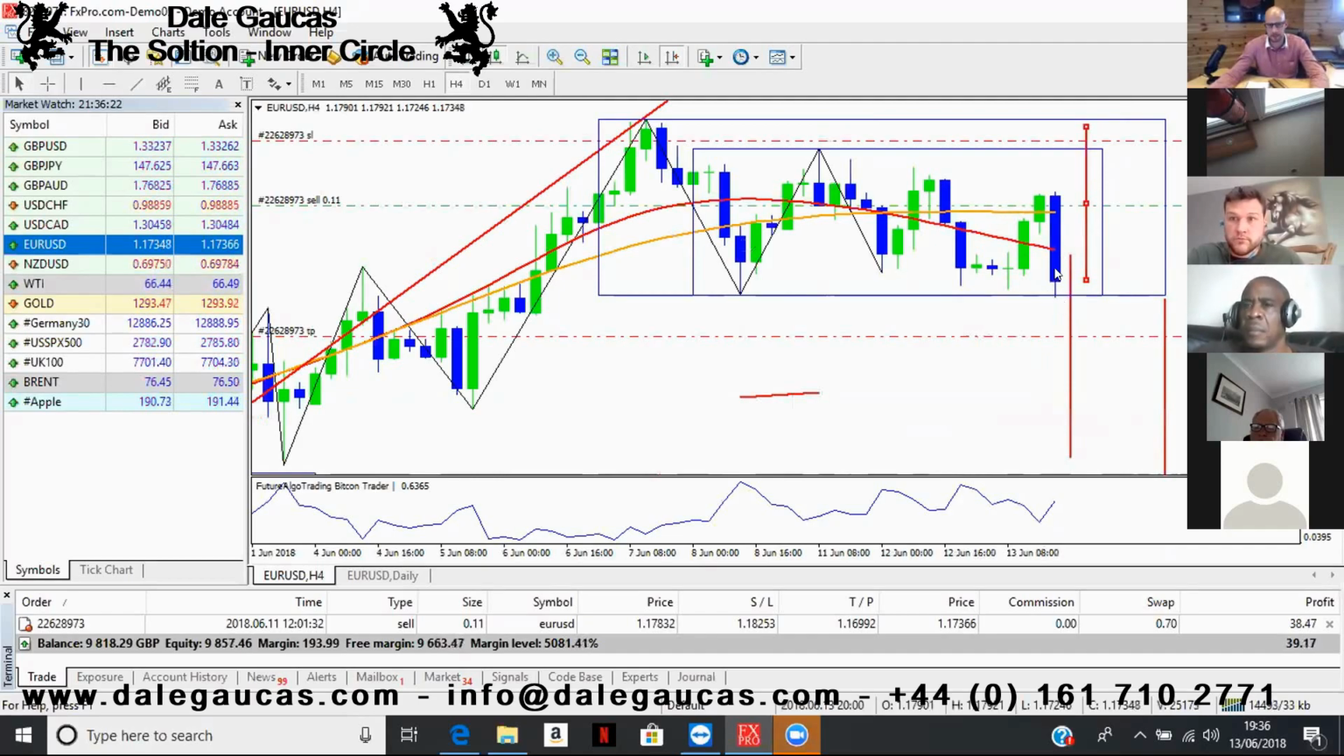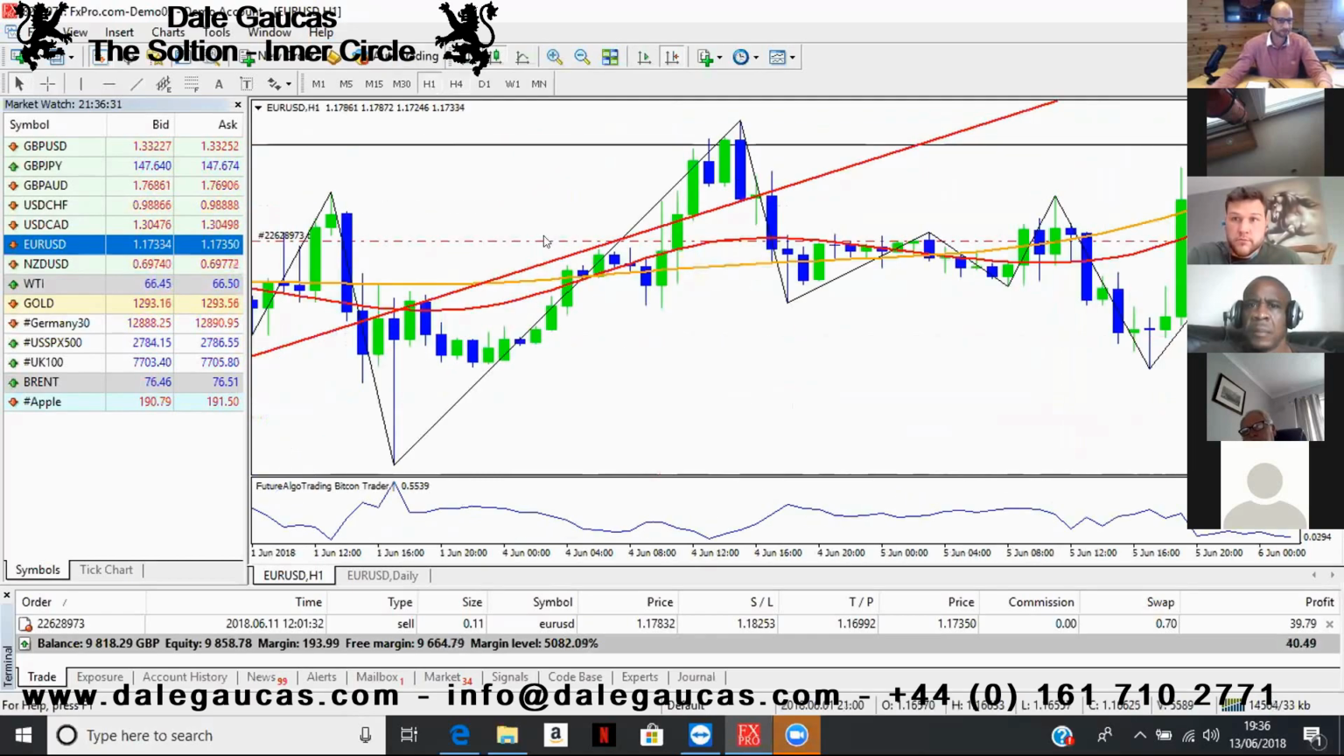So just look at these pullbacks here. When people see this, this is instantly what they'll do. So I'll show this because it's good. We're in a live trade. So drop down to the 1 hour. Yep.